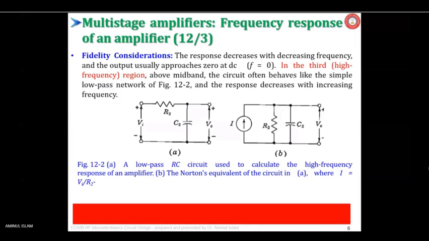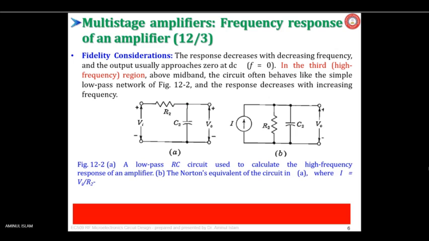The response decreases with decreasing frequency, and the output usually approaches zero at f equals zero. I mean, we are talking about the low frequency region. In the third, high frequency region, above midband, the circuit often behaves like a simple low pass circuit. Earlier it was high pass, now we are saying low pass.